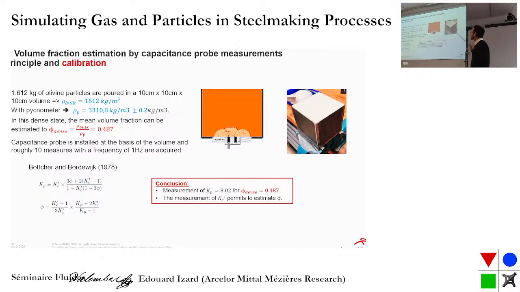So here we just put, you know, in a small cube the capacitance instrument, which makes contact with these particles that are poured in this cube. It's a dense state, so we can measure very easily the volume fraction because we know the bulk volume fraction, which is the mass over the volume. And we know with pycnometry the real density of the particles. So if we do the fraction, we know the volume fraction in a dense state.